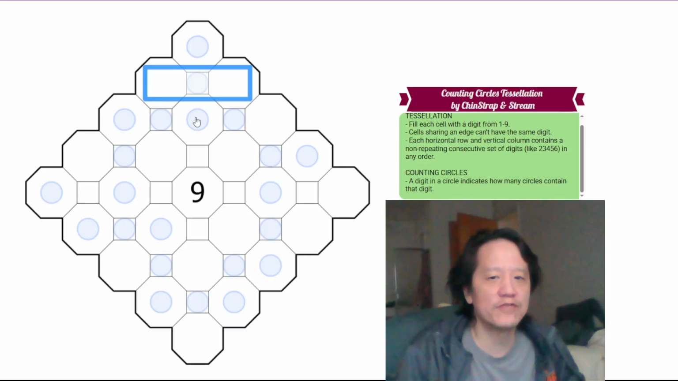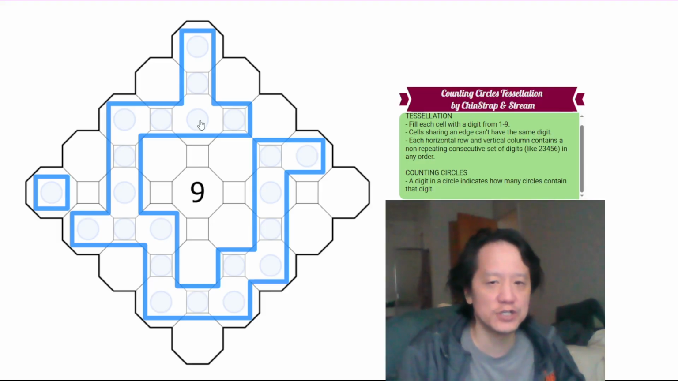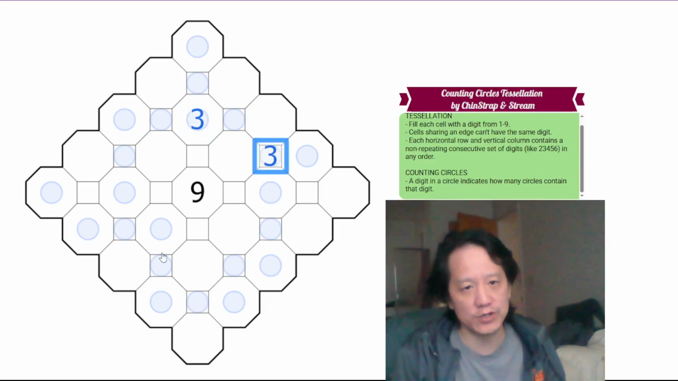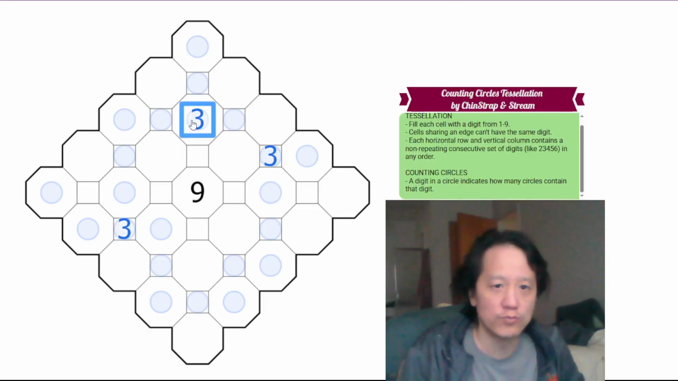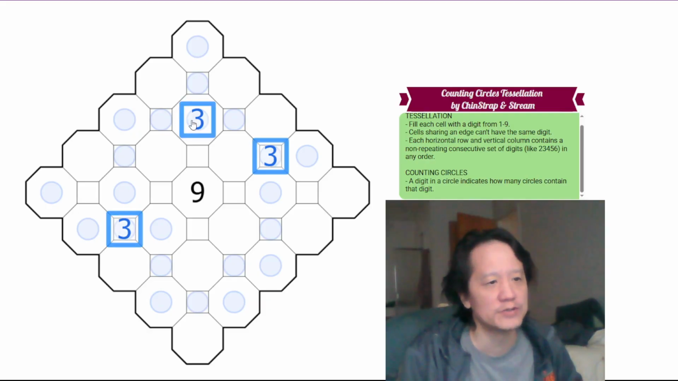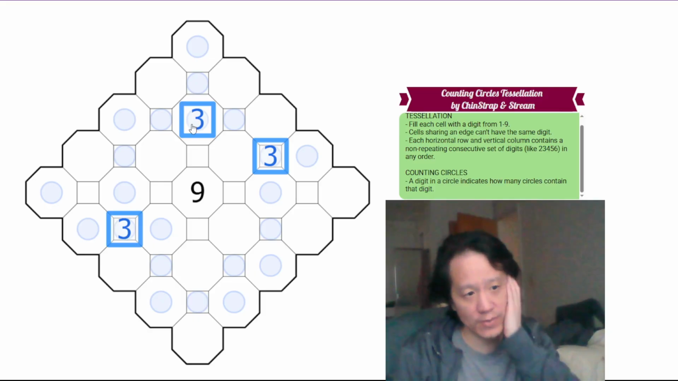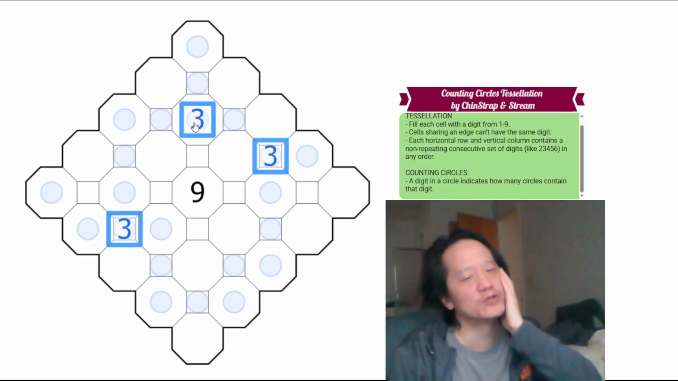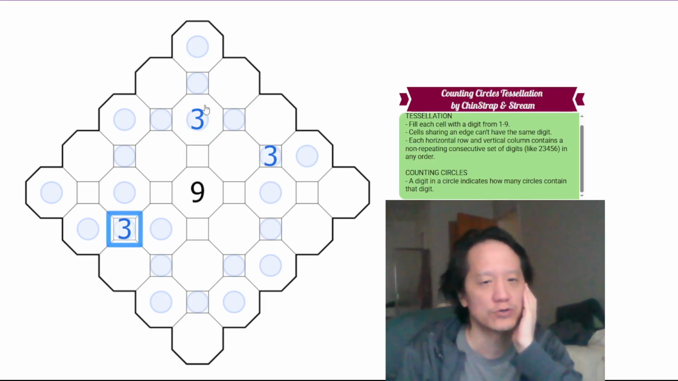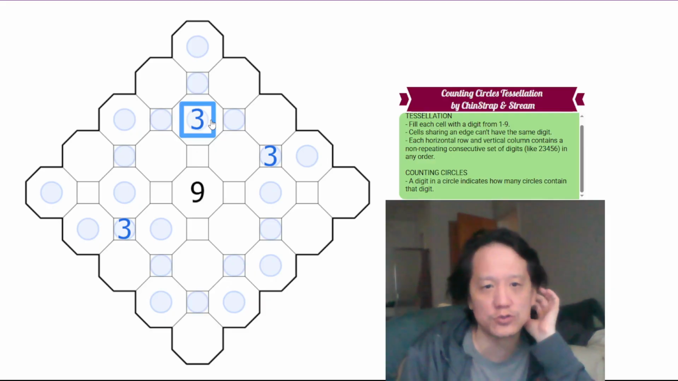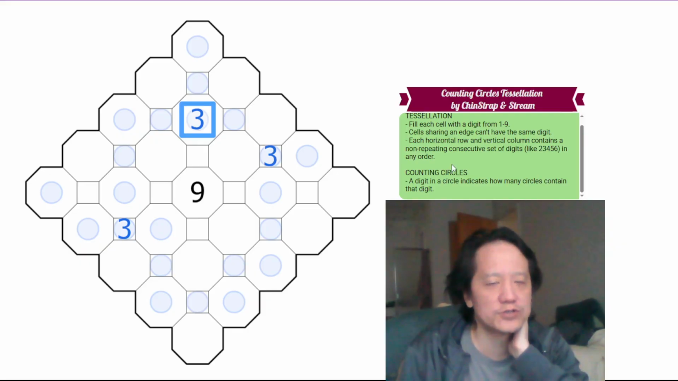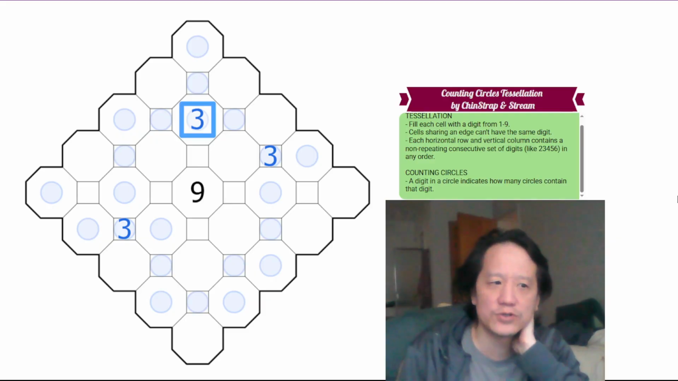And we also have counting circles, where a digit in a circle indicates how many circles contain that digit. So, for example, if this were a 3, there would have to be 3 total 3s in circles in the puzzle. In general, if there's a 3 in a circle, that means there's 3 total 3s in circles in the entire puzzle. And that's an example of how counting circles work. And those are all the rules.